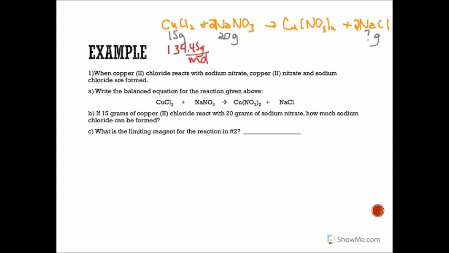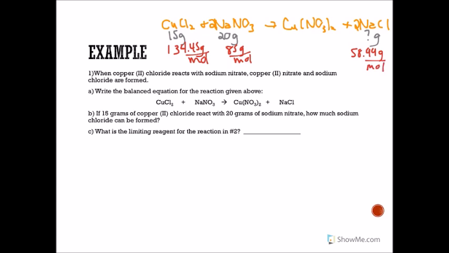Sodium nitrate: sodium is 22.99 plus nitrogen is 14.01 plus 3 times 16 for oxygen, so the mass is 85 grams per mole. And sodium chloride: 22.99 plus 35.45, we have 58.44 grams per mole.